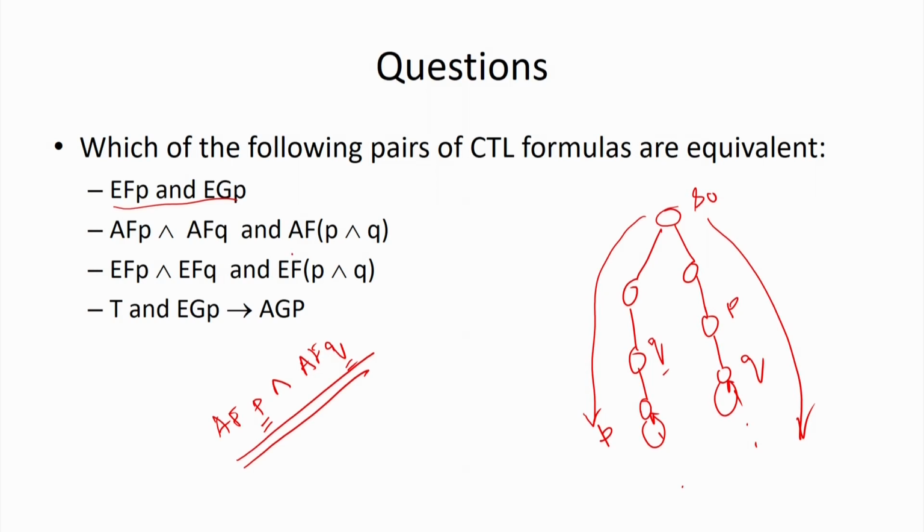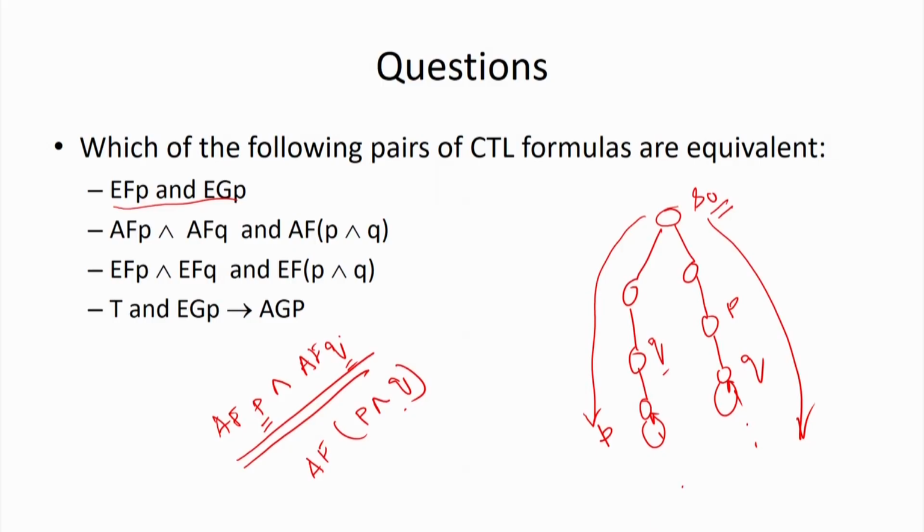But what about the other component? AF(P and Q). So, here we do not have any state where both P and Q are true. Okay. That means AF(P and Q) will be false. So, if I consider this particular state as S0 of this particular model, then one is true, second one is false. So, that is why I said that these two formulas are not equivalent. Similarly, now we can check for the equivalence of the other formulas also.